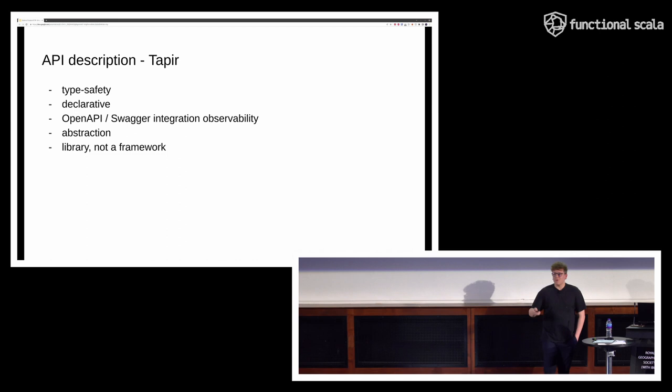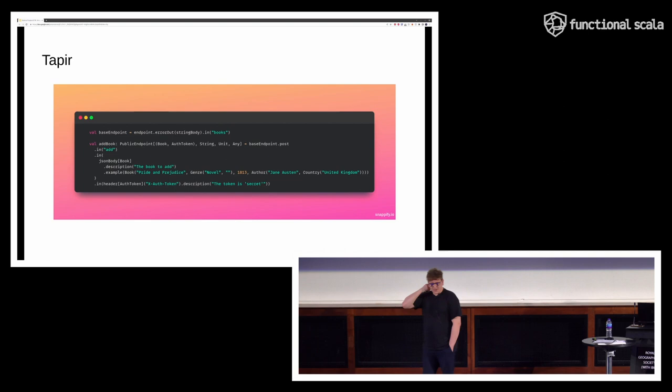So we've tried Tapir. I'm sure you've heard about this, but quick reminder: we can have this base endpoint that defines the error type, and defines the main path, which is books in this example. It allows you to create paths like, for example, add book, and define what you want to have there, that you want a header, you want an authorization token to be there, what kind of JSON you want to be there, and so on and so on.